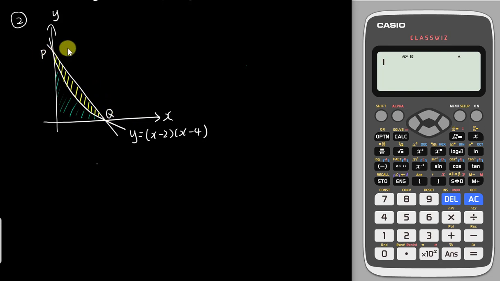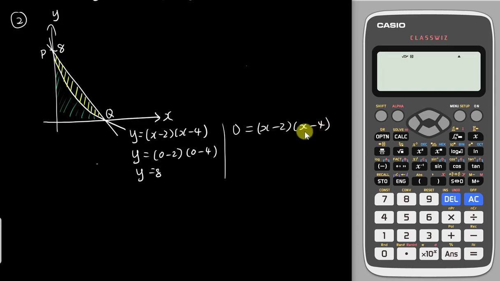In order to find the y-intercept, quite easy. We just make x equal to 0. So y equals 0 minus 2, 0 minus 4, so y equals 8. So I know this value will be 8 here. Alright, if I want to find the x-intercept, I make y 0. So if I make y 0, I will have two choices here, which is x equals 2 or x equals 4, because basically the curve will intersect these 2 points.